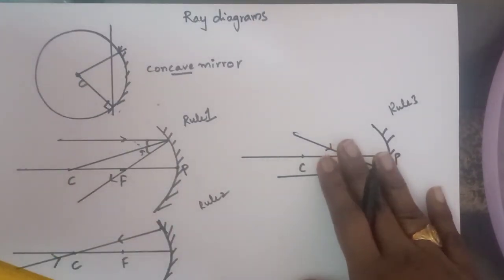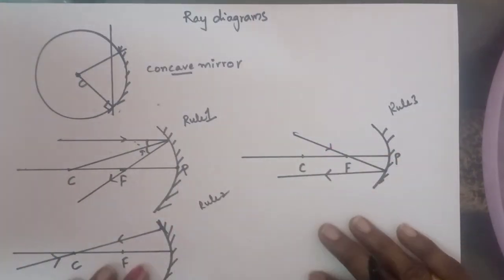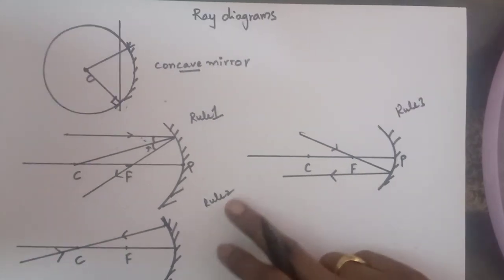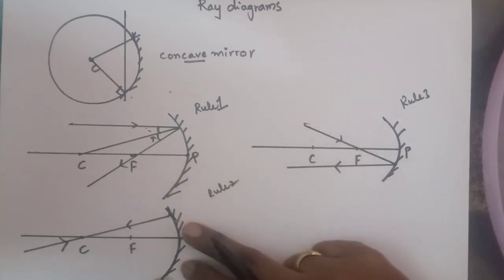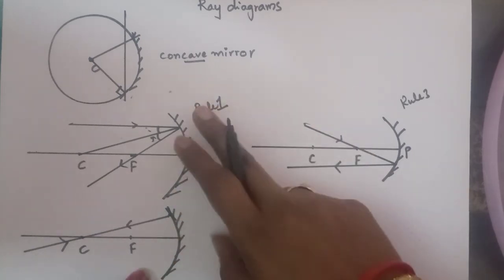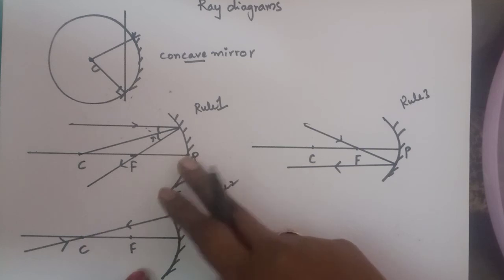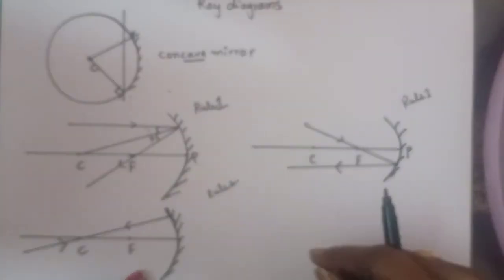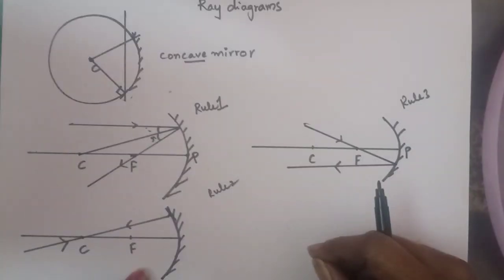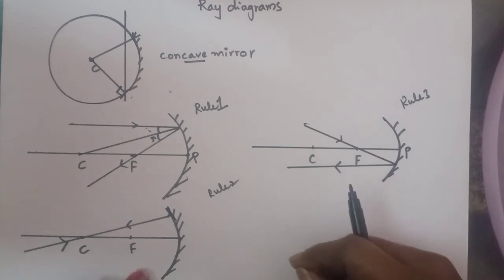To find out how images are formed on a concave mirror, because in different cases different types of images are formed, these three rules will be helpful for you. Either we can take rule 1 or rule 2, or rule 1 or rule 3, according to the situation. Okay, that we will discuss in our next class.